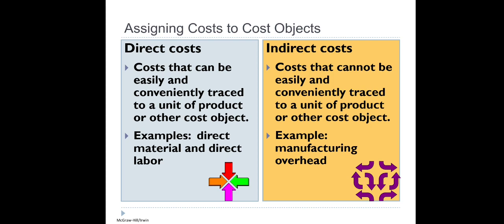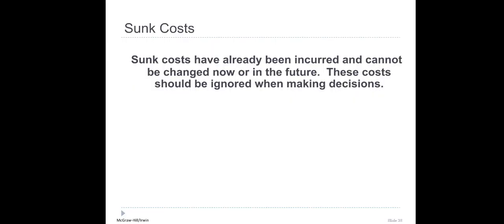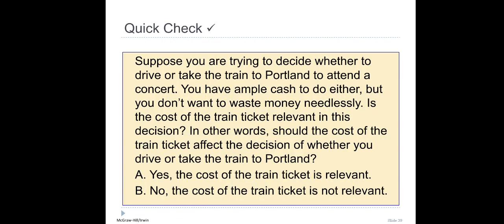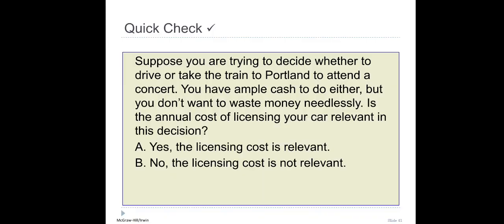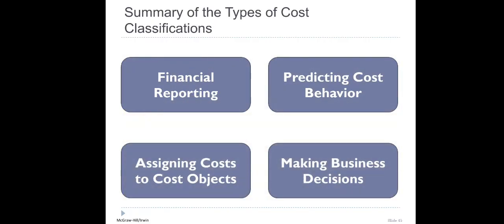Manufacturing cost, non-manufacturing cost, direct, what else? Prime cost, conversion cost, product cost, period cost, fixed cost, variable cost, direct cost, indirect cost. These are the things that you have to know. This one you can skip. You don't have to worry about this. Okay, I will show you the next thing.